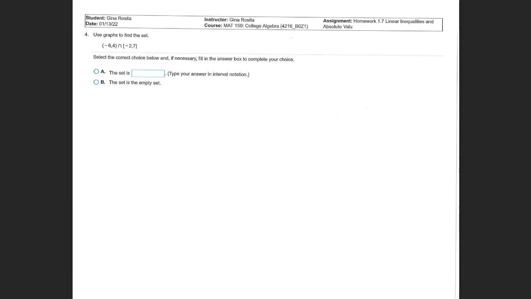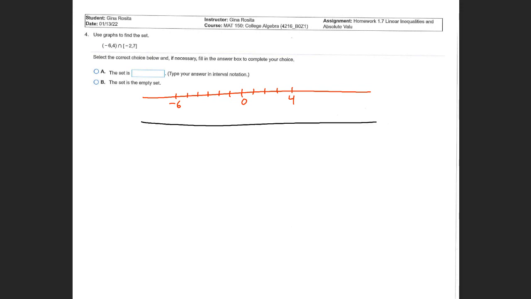Just graph this. This is 0, okay? This is -1, -2, -3, -4, -5, -6. I just put it like that. 1, 2, 3, and 4. Okay, between -6 and 4. So now, grab the second one. This is -1, -2. This is -2 to 7: 1, 2, 3, 4, 5, 6, 7.